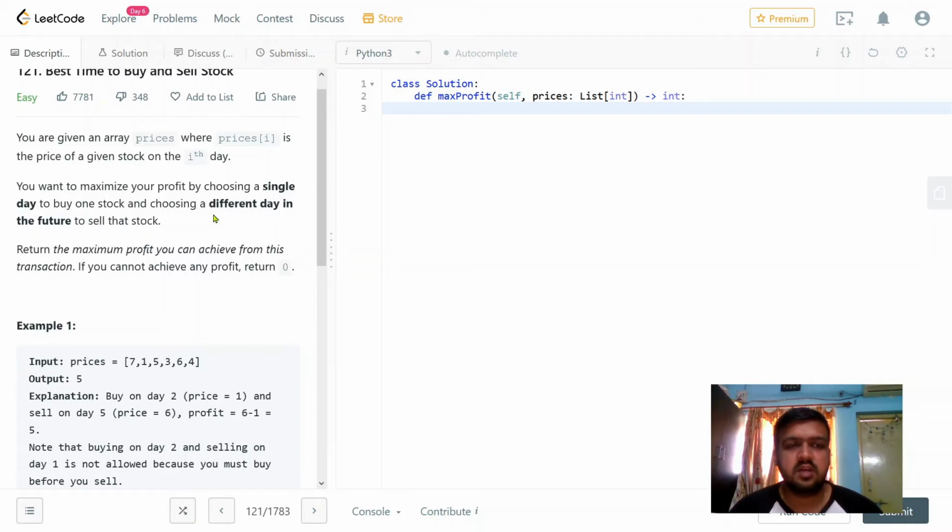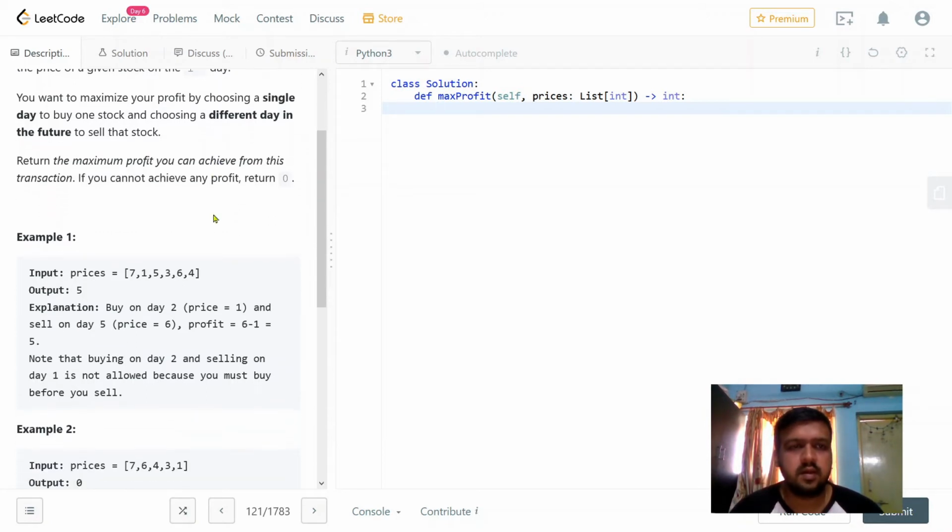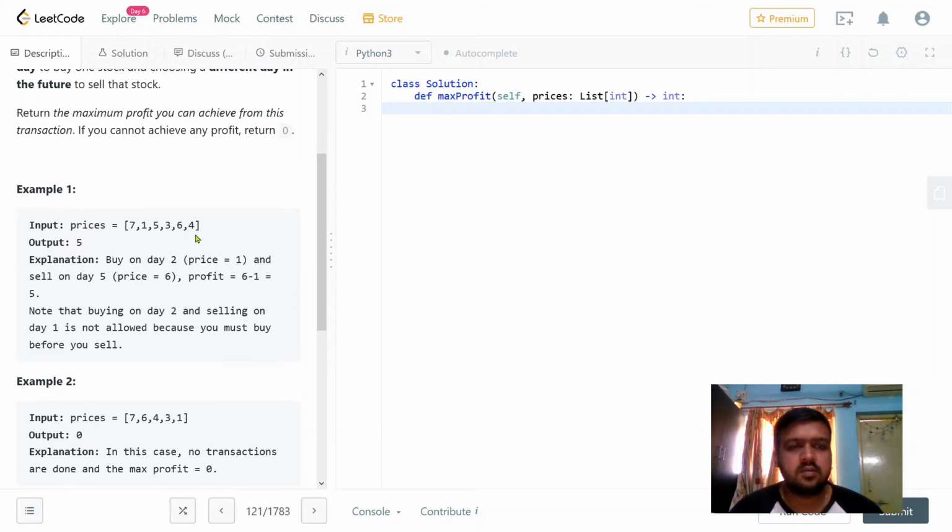At the end of this program, we have to report the maximum profit that we can gain from this particular list of values. And if we cannot make any profit, then we can simply return 0. So if I see this particular example, we have 7 1 5 3 6 4.